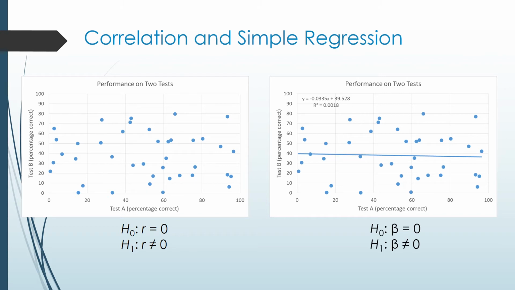Very close to 0, and in that equation at the top there where it says y equals negative 0.0335, that actually is the slope of the line, slightly negative because it's sloping down to the right, and it's very close to 0. So that gives you a little better perspective hopefully on what those two null hypotheses are actually expressing.